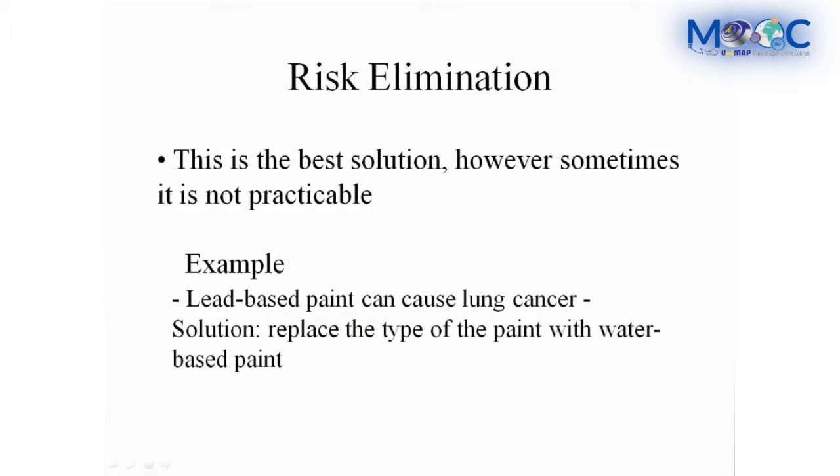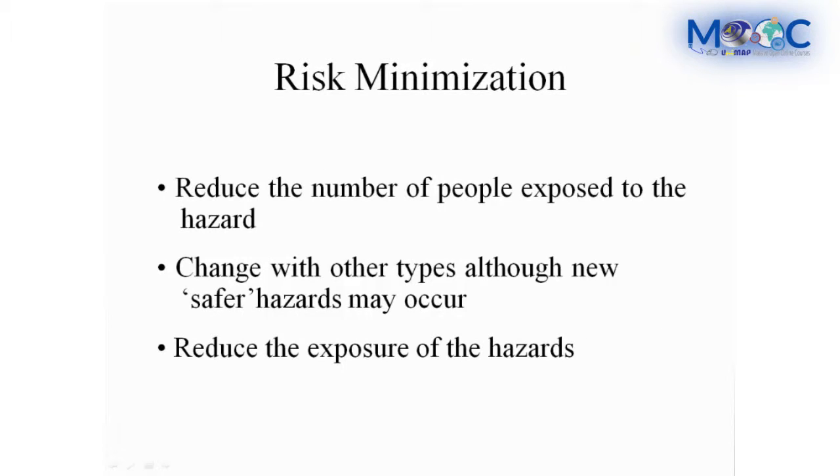Risk elimination is the best solution because hazard is controlled at their source, but normally it is not practicable in most industries. Second phase is risk minimization. This is achieved either by substitution of the hazardous substance or work practice with less hazardous one, or isolation of hazard from the workers.